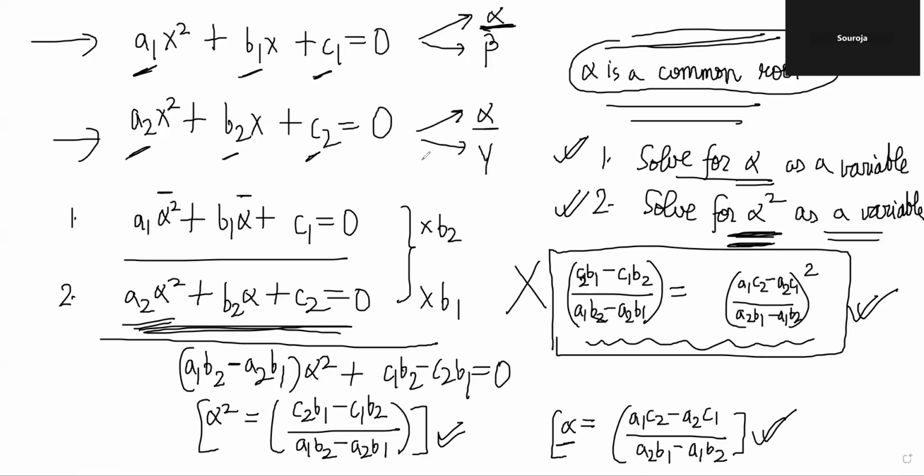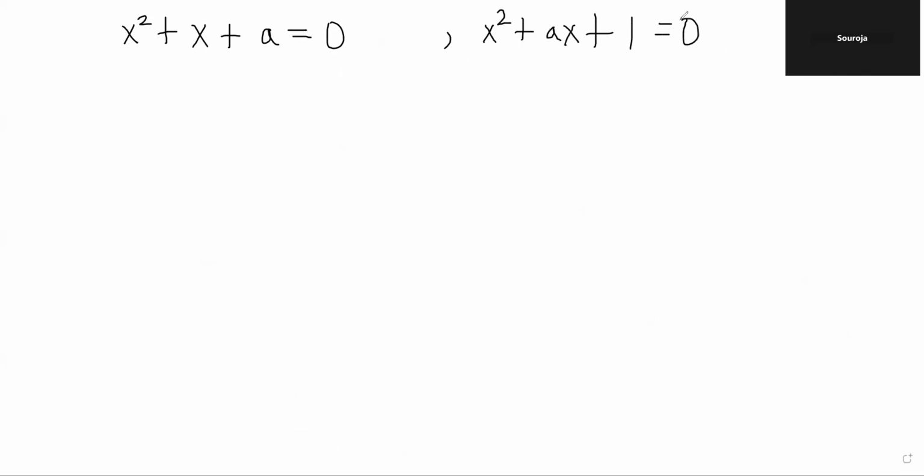So now what we will do is we'll apply this theory to this problem, okay? So our equations are now x square plus x plus a is 0. And the second equation is x square plus ax plus 1 is 0, right? And many of the options are asking us whether they have a common real root and all, right? So let's assume they have a common real root. Let's say alpha is a common root, right?